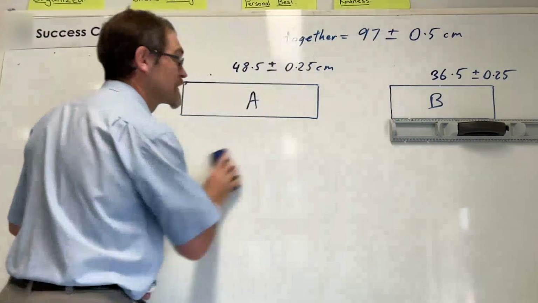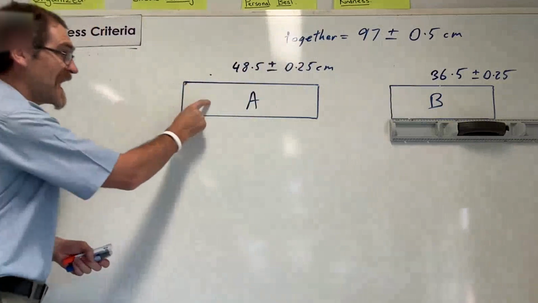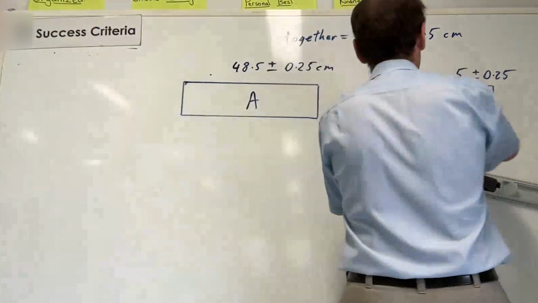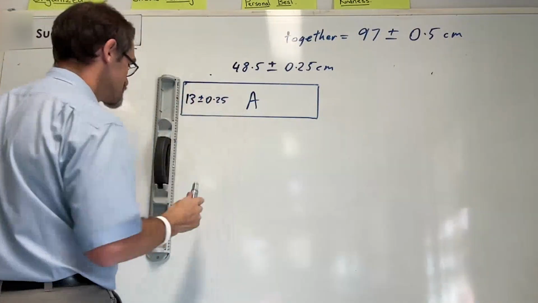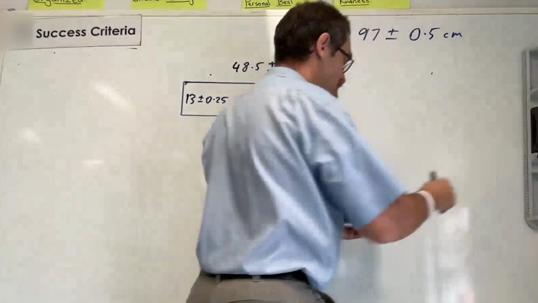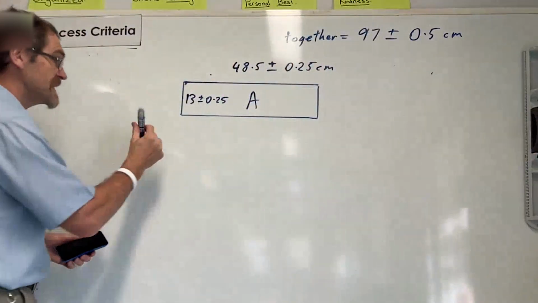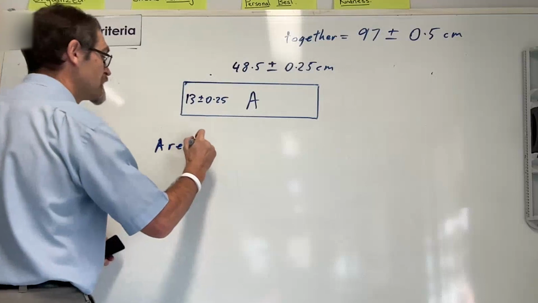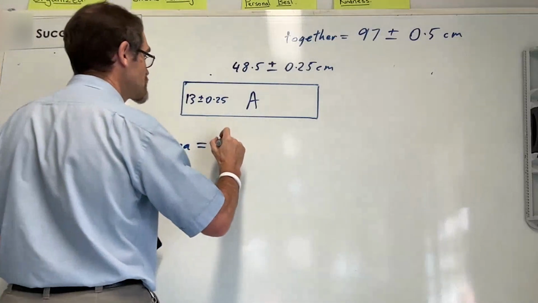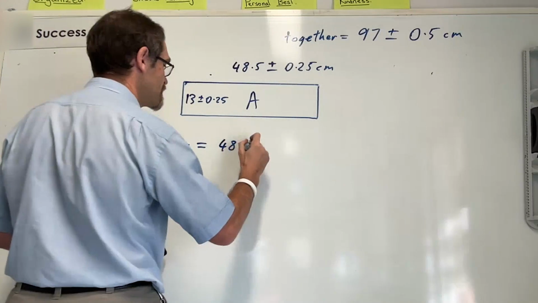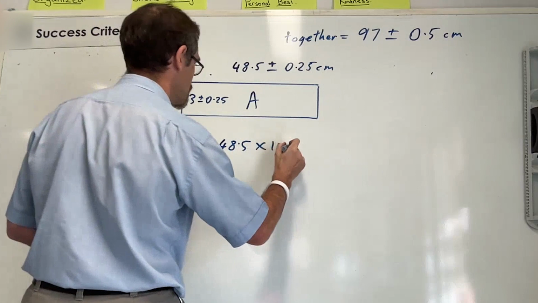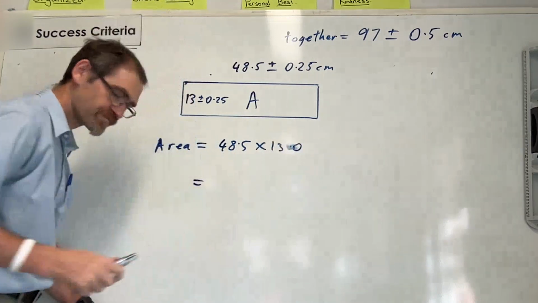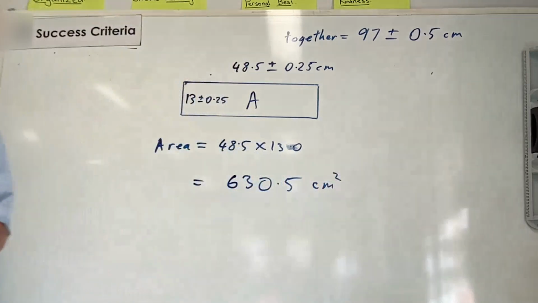Multiplying them. Okay, so we want to find the area of A. Okay, so multiplying them out, the area, we're going to have area equals length times breadth equals 48.5 multiplied by 13.0. Okay, so we've got that value there. But what is the uncertainty of that final area?